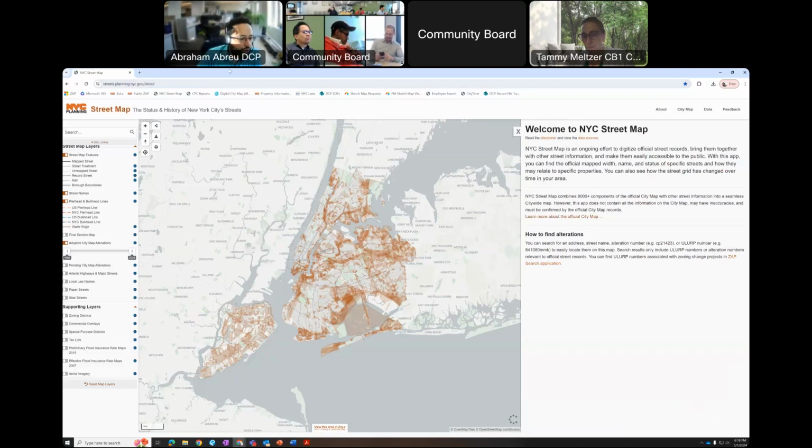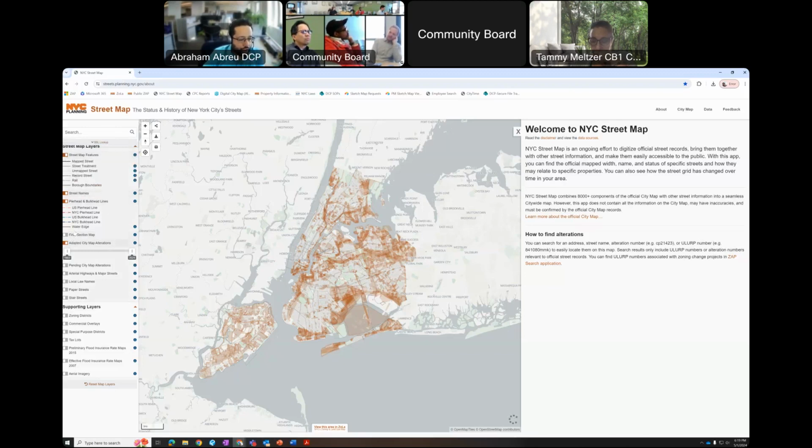So if you have used Zola, the interface is pretty similar, where it's all organized in this left-hand taskbar here. The first thing up here you have is search. You can search by address, or you click this little drop down and search by borough, block, and lot, whichever is easiest for you based on the information you have. We have here different layers you can toggle on and off. Street map layers will show you your street lines, different kinds of streets, your borough boundaries, street names, and stuff to do with the pier head and bulkhead lines.